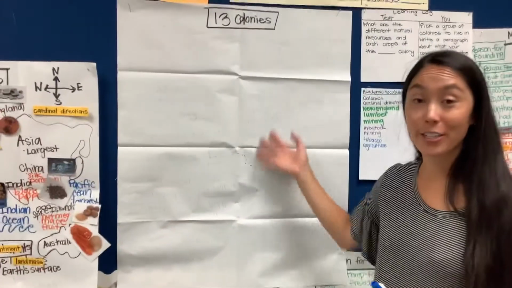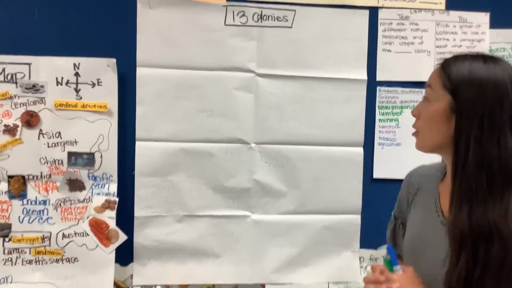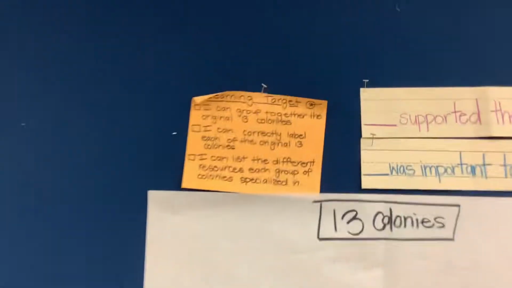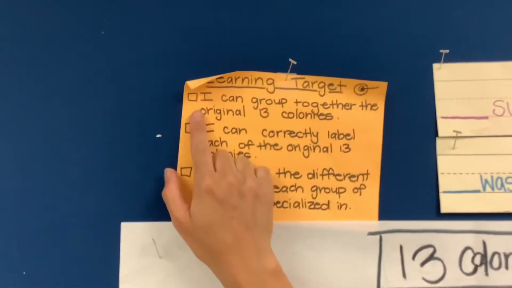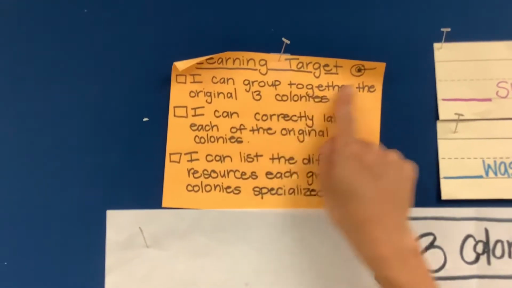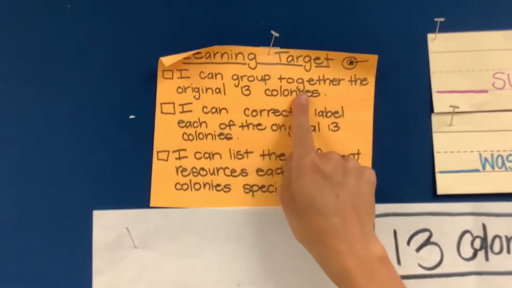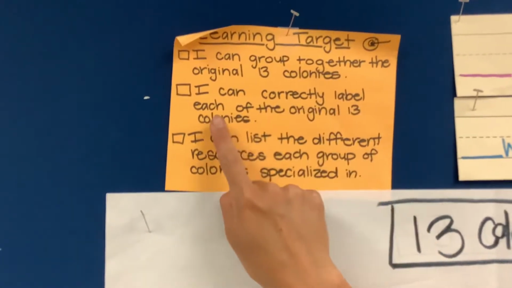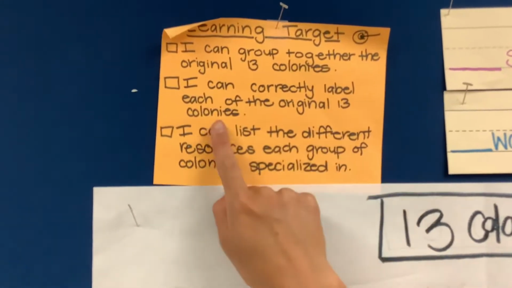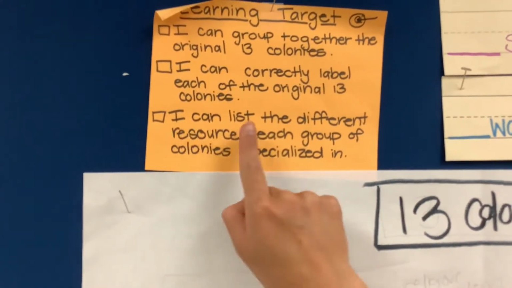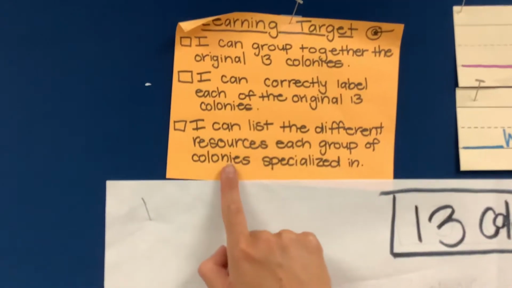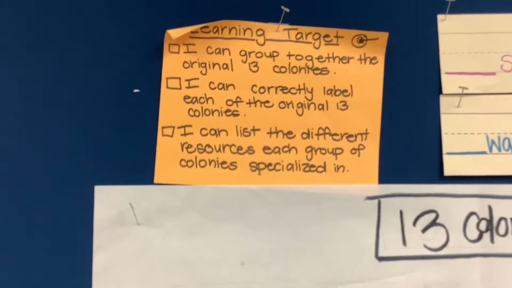This is my 13 colonies chart, and I first want to go over the learning targets. Please read the learning targets with me. I can group together the original 13 colonies. I can correctly label each of the original 13 colonies. I can list the different resources each group of colonies specialized in.